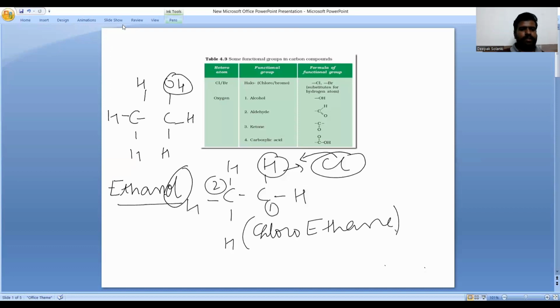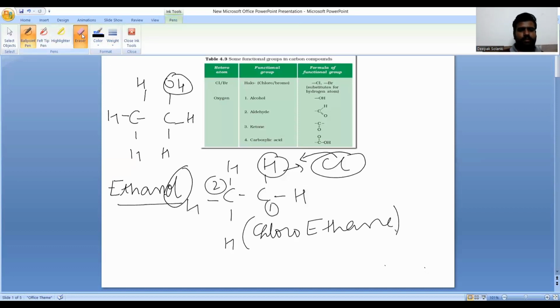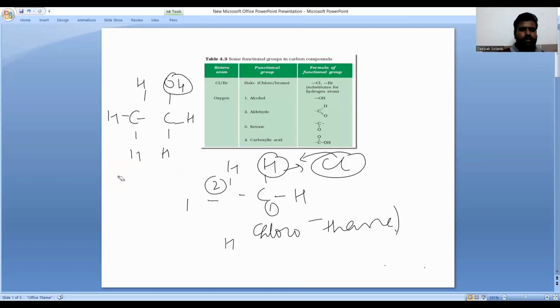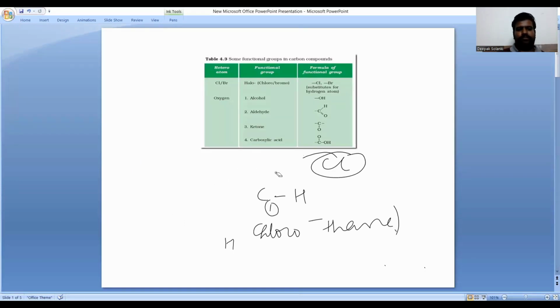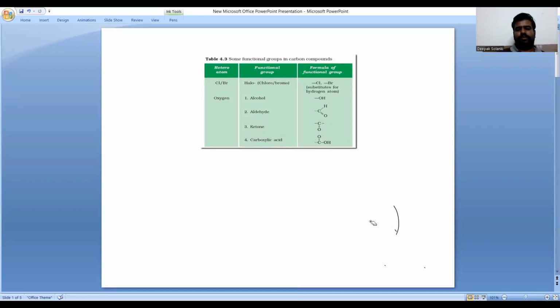Okay, next we can say about the next functional group. Let me take an example of it. I am taking an example of each one of these, so it is easy to understand for you according to the board patterns.